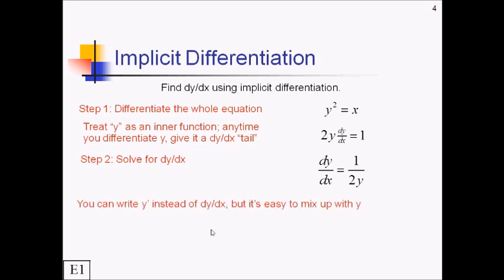Another follow-up to this is that a lot of students prefer to write y prime instead of dy dx when they're doing implicit differentiation, and you can do that, but I do caution you it is very easy to mix up y prime with y. So I always write dy dx, but you do whatever you want.